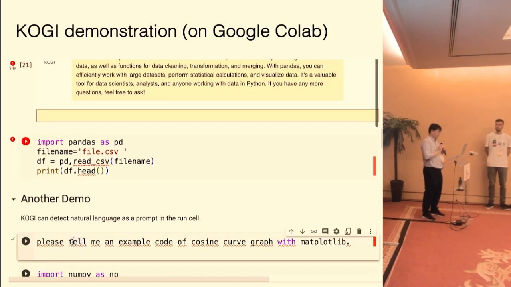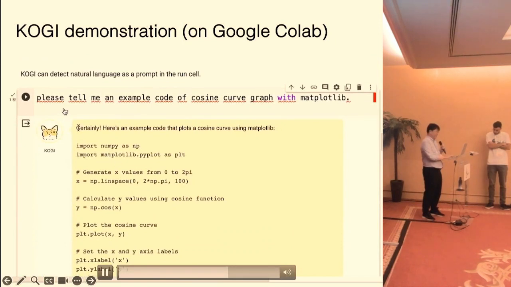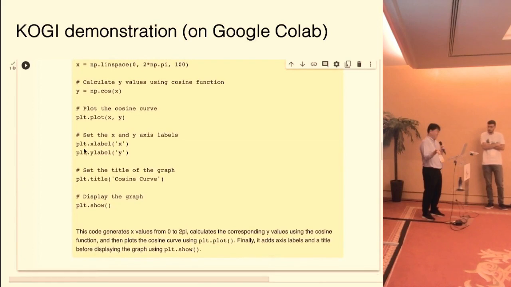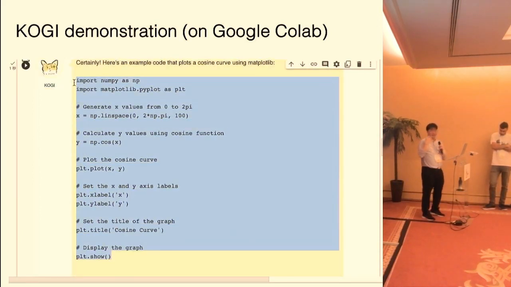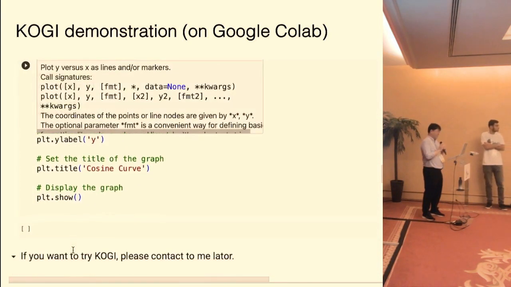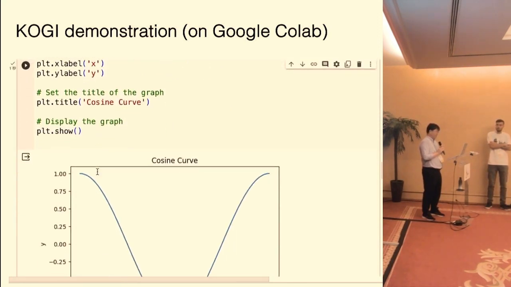Next, sometimes KOGI is very useful when they want to use a directory in the laboratory on Colab. So they ask in English or Japanese, KOGI interprets it as a prompt for ChatGPT, and they can copy and paste, and the sample code is running.